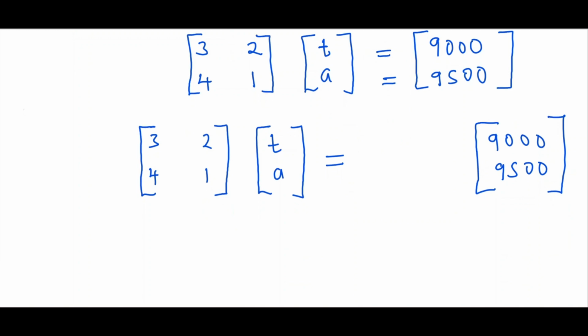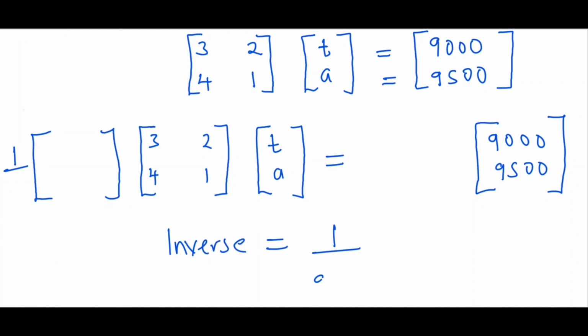So what are we going to add on this side that will get rid of this matrix? We are going to add the inverse of this coefficient matrix on this side, so we will get rid of the coefficients on the left hand side. How does the inverse look like? The formula for inverse is equal to 1 over the determinant multiplied by the adjoint.